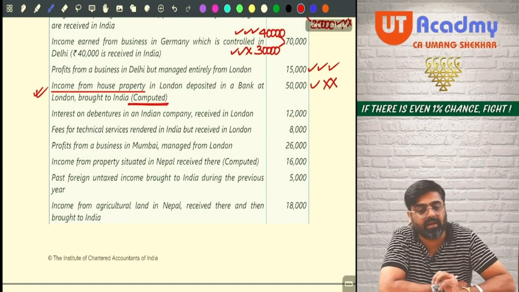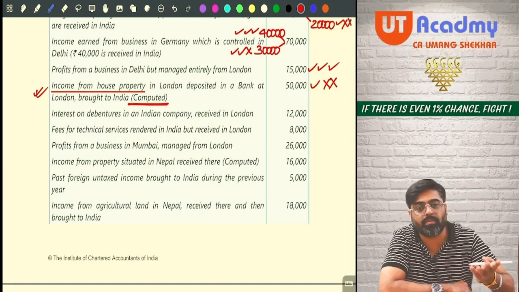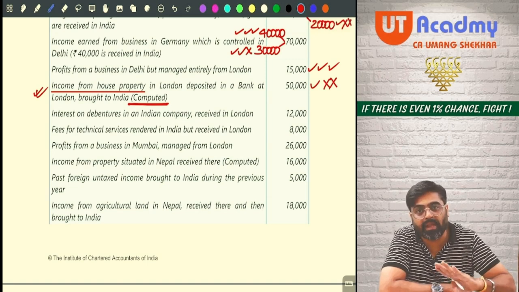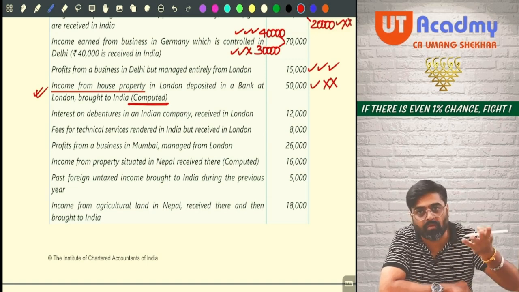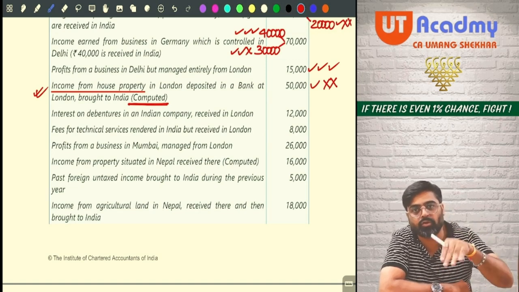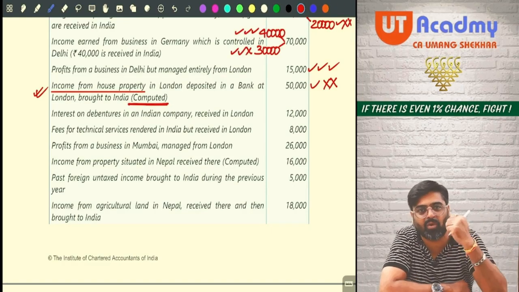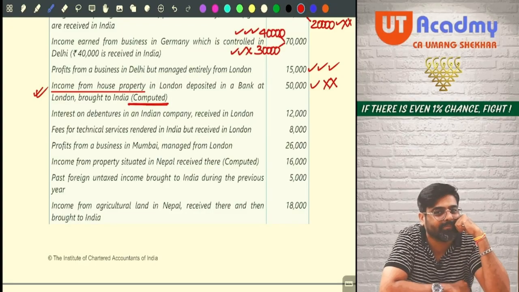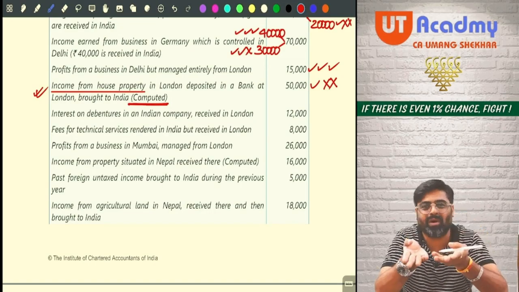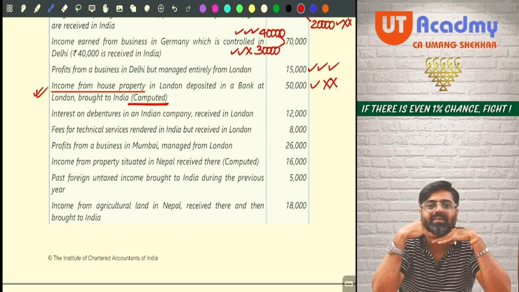Interest on debentures in an Indian company. That's it. Which company debentures? Indian company. So the Indian company has taken a loan from you in the form of debenture and that Indian company will use that money in India. Indian company, by the way, is resident. Resident is taking a loan from you, using it in India. Hello. Always deemed to accrue or arise in India, no? Hello, sir.